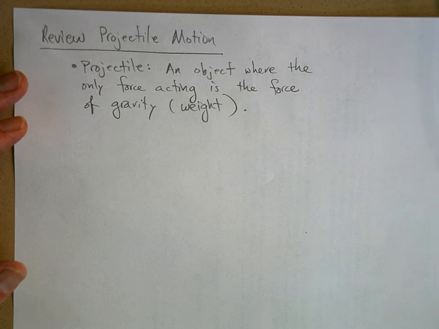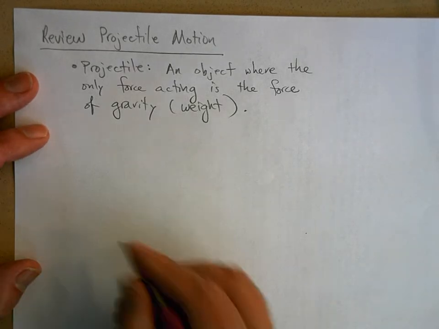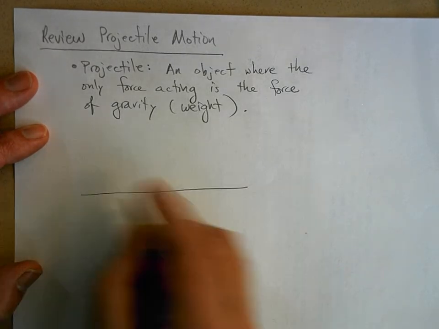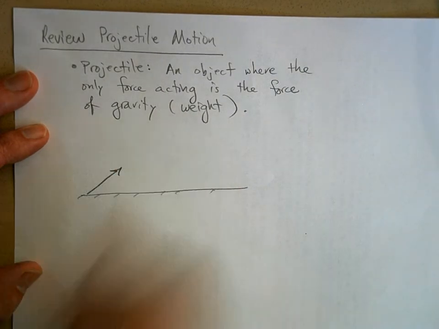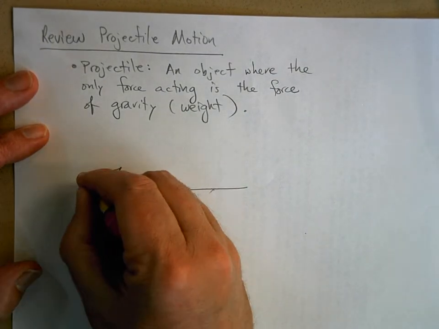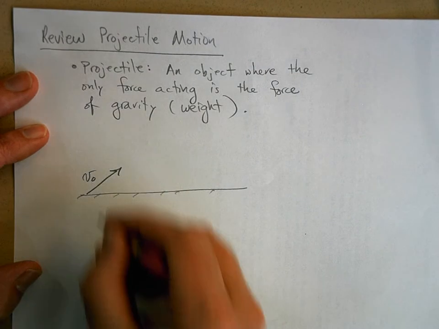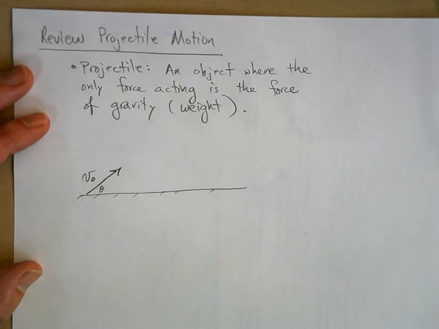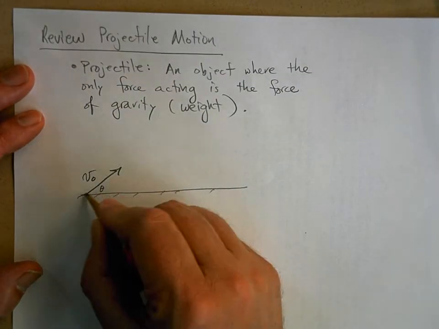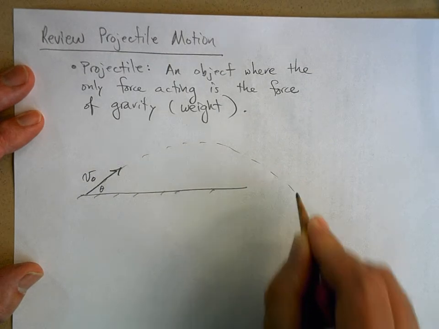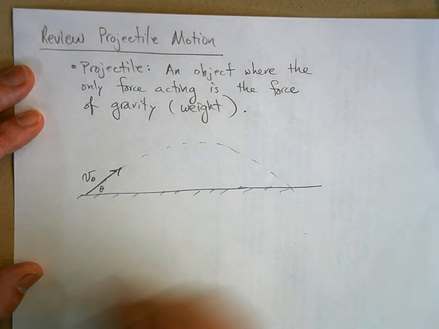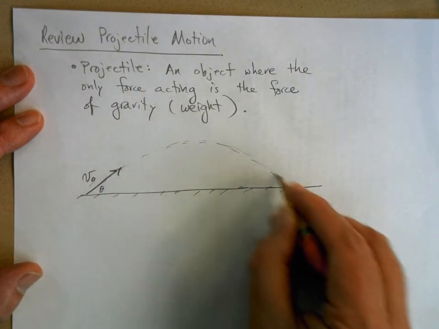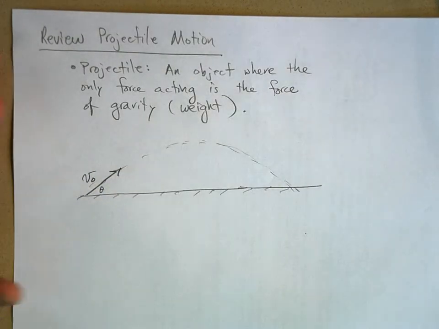First of all, let's look at the most complicated kind. What if I launch an object like this? So this is the initial velocity, and it's at some launch angle theta. And it's going to go up and down. So it's going to reach some maximum height, and it's going to come down.